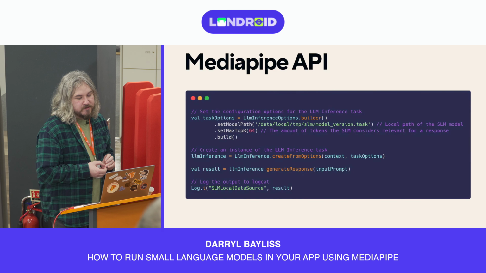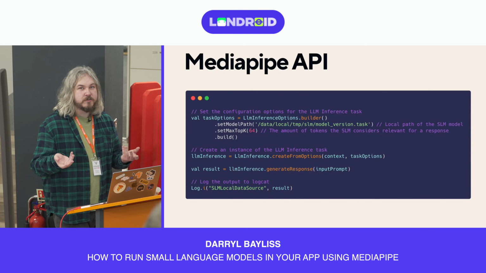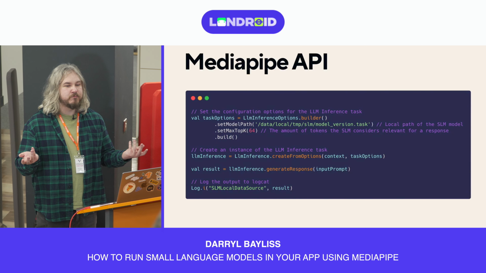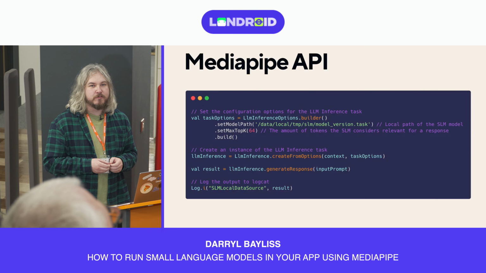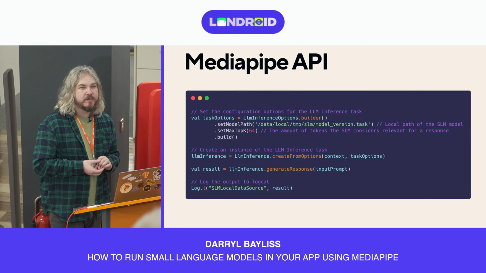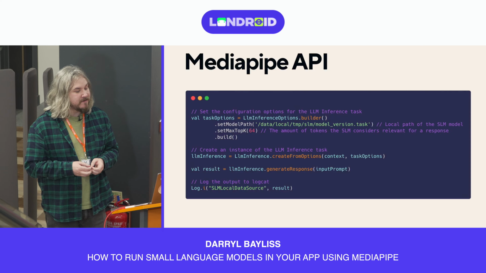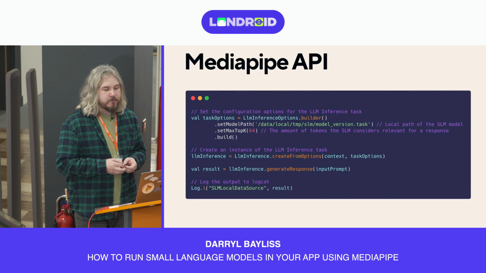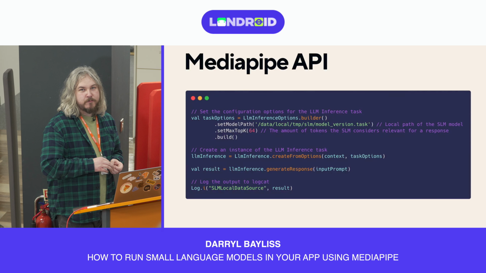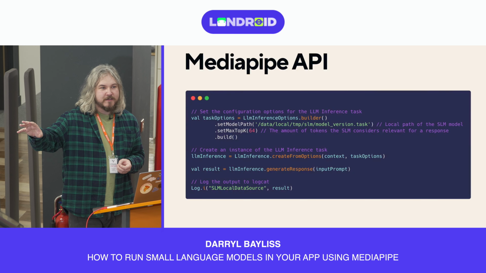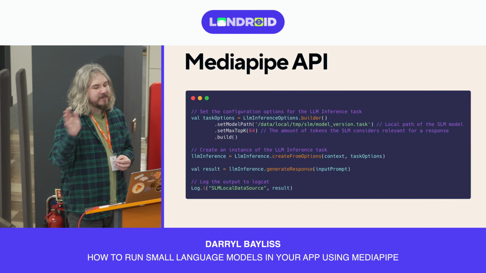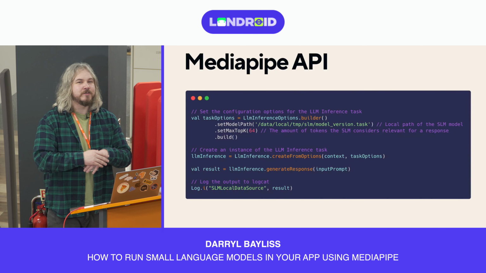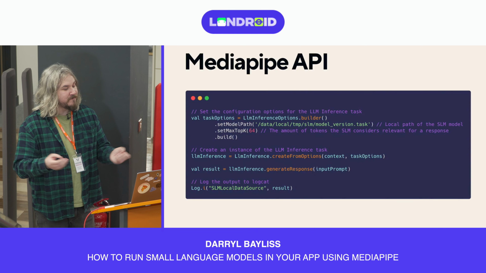Then you just call generate response and pass in a string. That string will be your prompt. It could be a question, it could be a command, it could be whatever you want. Then the LLM will get the prompt, it will do its thing, it will eventually come up with an answer, and then you pass the result back, and the result is for you to do whatever you want with.